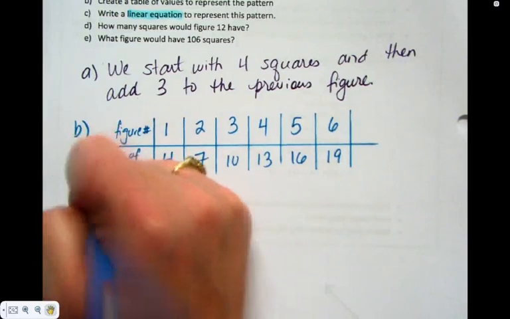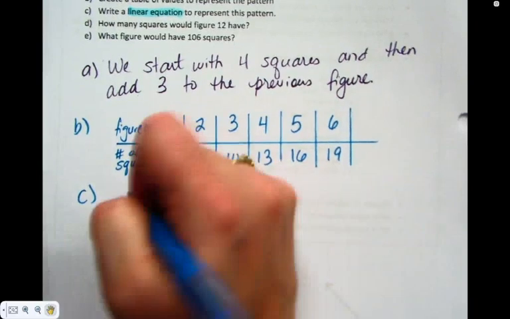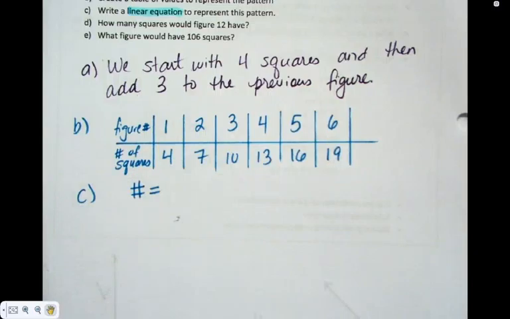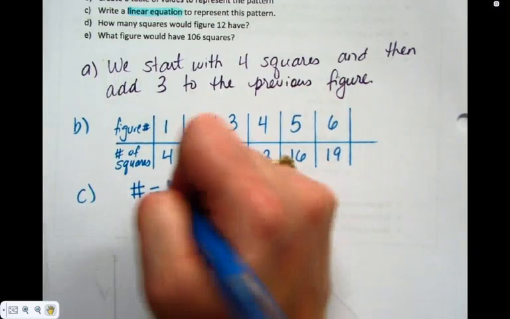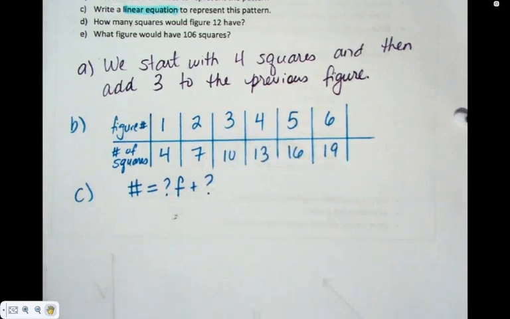Step 3, or C, is going to be the new stuff. This is called the linear equation. In general, the linear equation is going to look like this. It's going to be the number of squares on the left-hand side. We're going to have to put something times f, which stands for the figure number. And then we're going to have to add something to it.